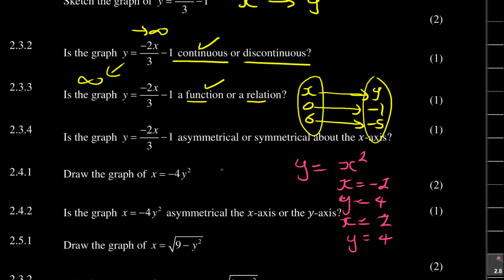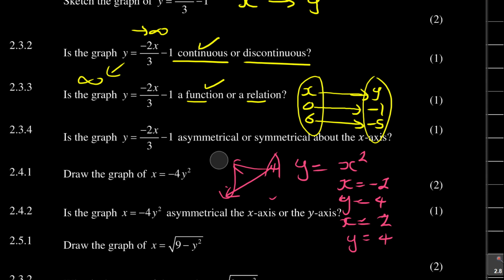Y is still 4. So now you will have something like this: when x is -2, y is 4, and when x is 2, y is 4. So look at this. There is a single value here. 4 gives 2 and 4 gives that. So you can see that this is more of a relationship.